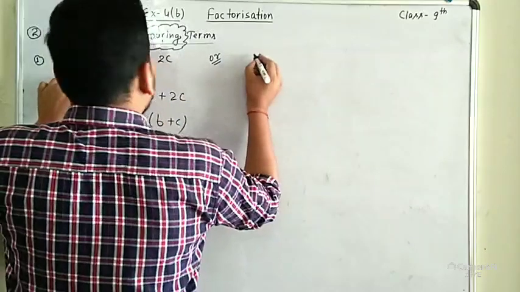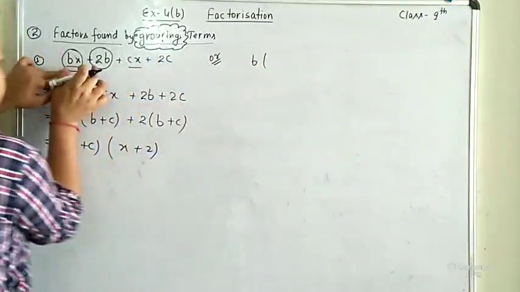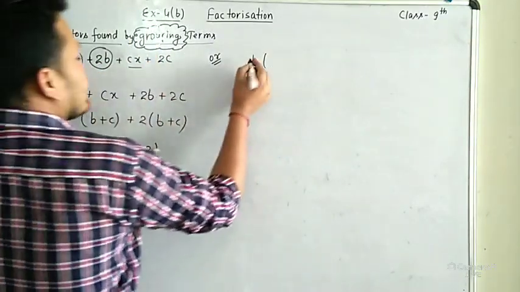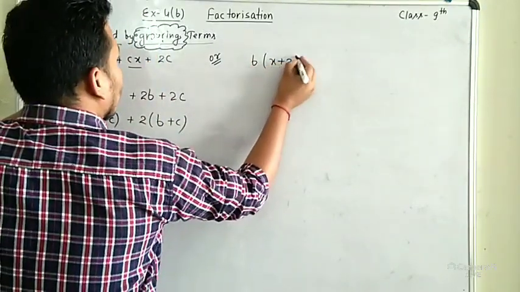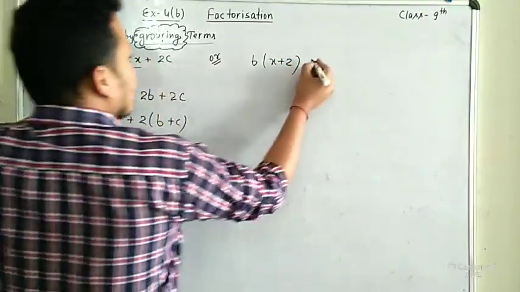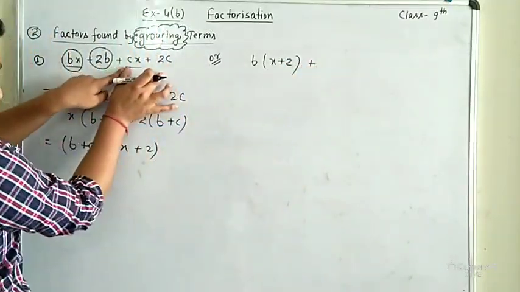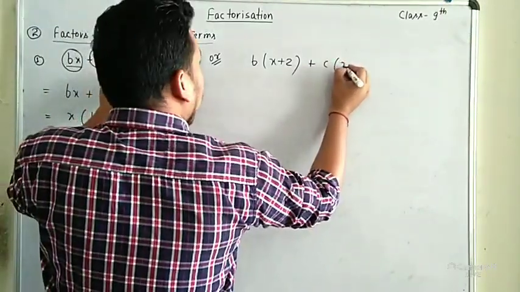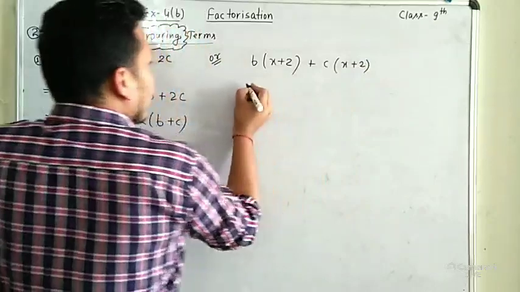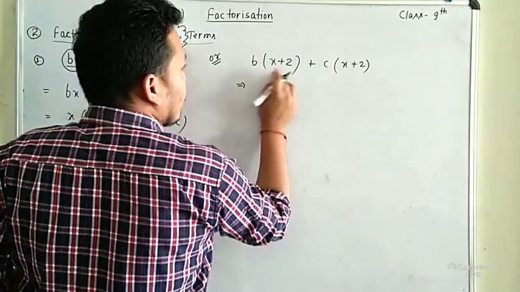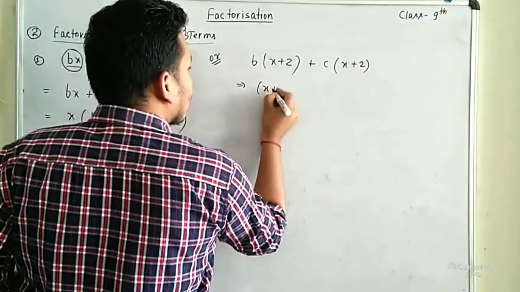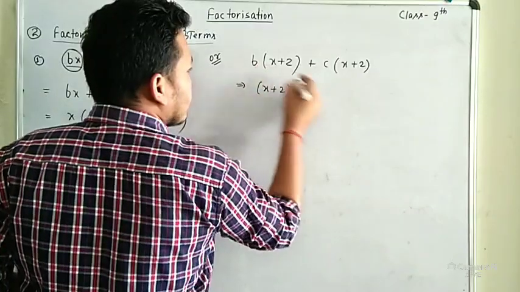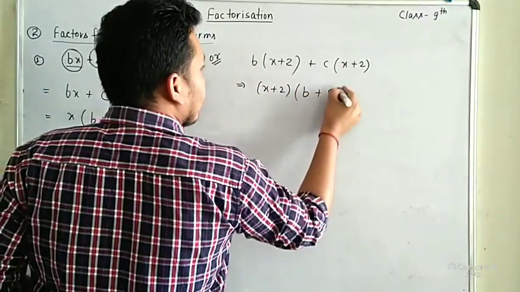So in the first part b is common out. In the first two terms b is common out. The remaining term is x plus 2. Next, plus sign is coming. So in the last two terms, what is common? c is common out. The remaining term is x plus 2. Now x plus 2 is common in the first and second terms. So x plus 2 is common. b is remaining here, and plus what is remaining in the second part? c.